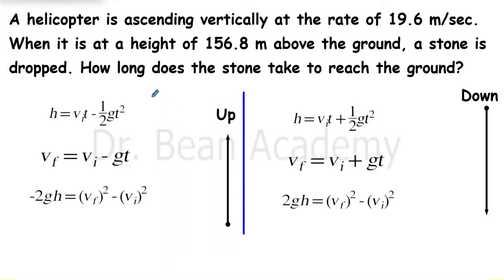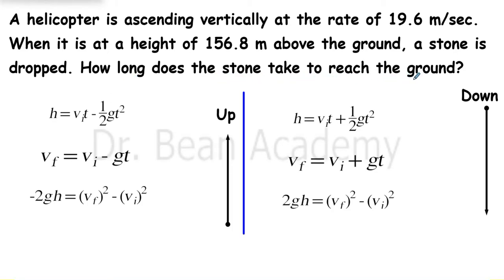Let's solve this question. A helicopter is ascending vertically at the rate of 19.6 meter per second. When it is at a height of 156.8 meter above the ground, a stone is dropped. How long does the stone take to reach the ground?